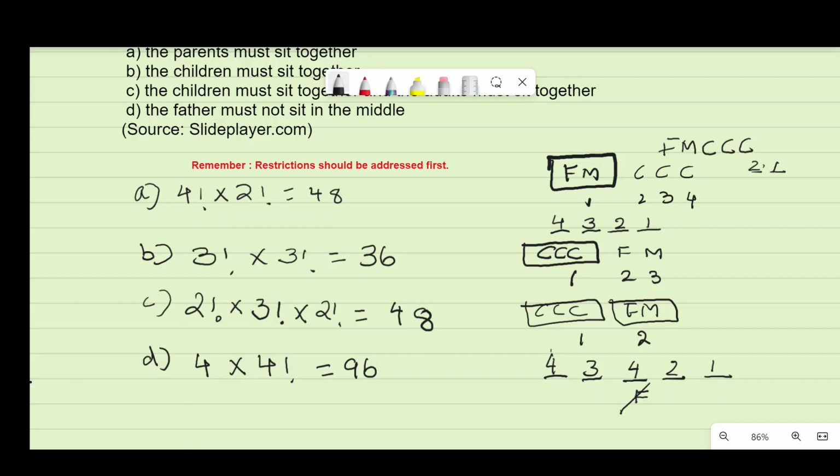So this is the most important part in this problem, that you deal with the restrictions first. Restrictions should be addressed first.